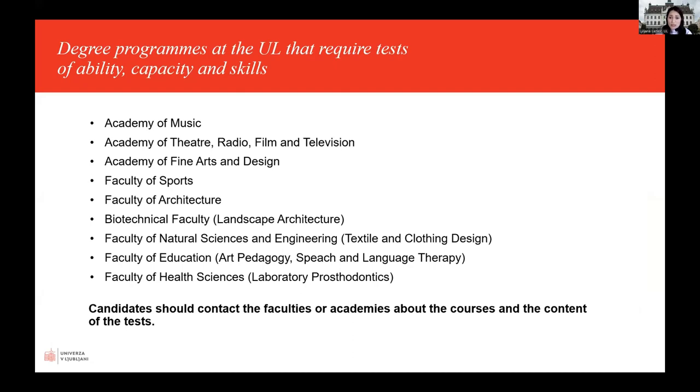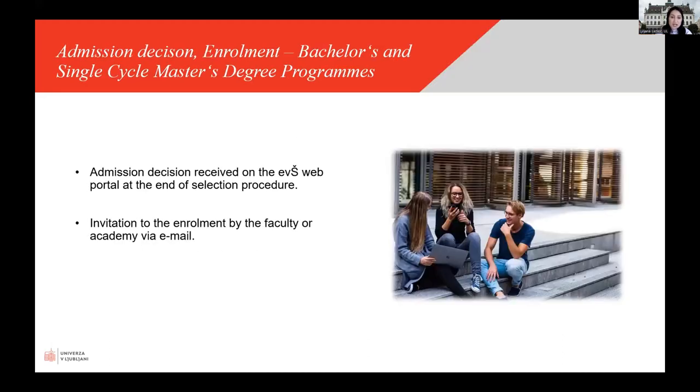And also for enrolling in some programs, it is required to pass tests of ability, capacity, and skills. And here you can see which faculties and academies it is necessary. So please, for additional information about courses and content of the test, please ask the faculties or academies. Dates are also published on the eVersure web portal as well as our web page. If you're accepted, you will be invited to enroll by the faculty or academy via email, and enrollment usually takes place in September.